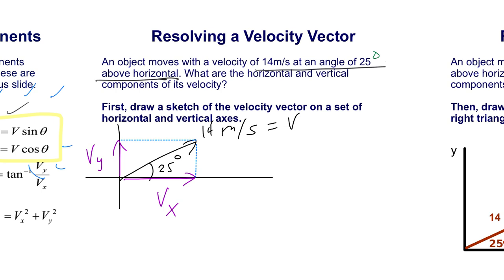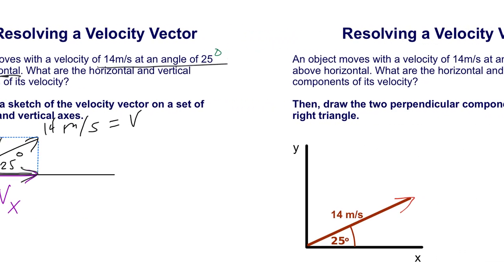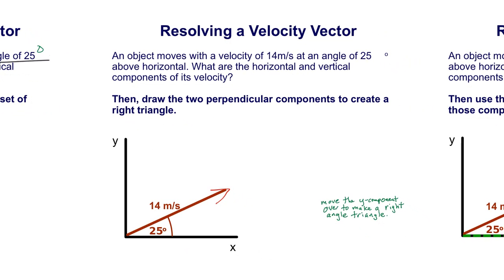Okay, so I sketched that out. Here's V, 14 meters per second, at an angle of 25 degrees from the horizontal, so from the x-axis, where horizontal and vertical components of its velocity. Okay, so I draw a little box. I realize that all my vectors point from the origin. So the direction is important. Okay, so I did all that.